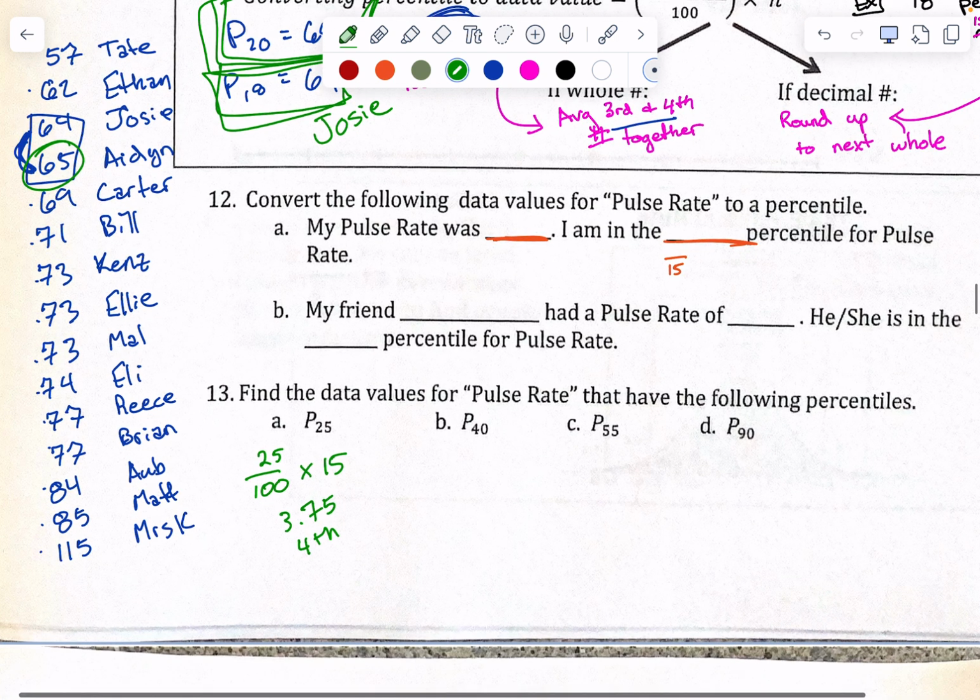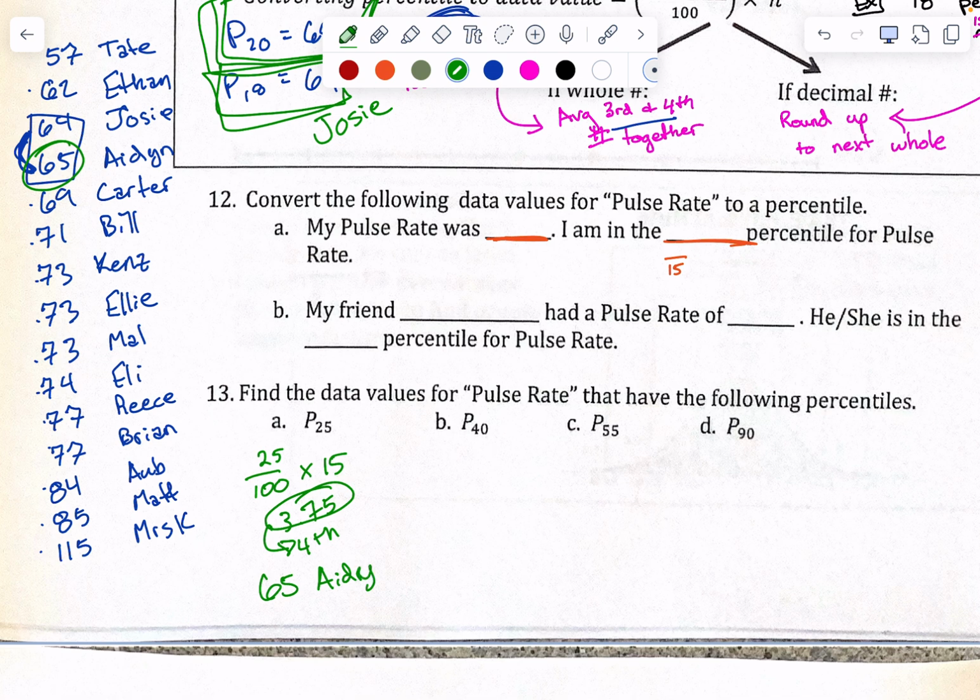Okay, so it came out to be 3.75 exactly, right? So you round to the fourth person and you take that fourth person. So 65, Aiden, should be that one. If it comes out to be an exact whole number, you take that number and the next number and you average them. So like on B you'll have to do that.